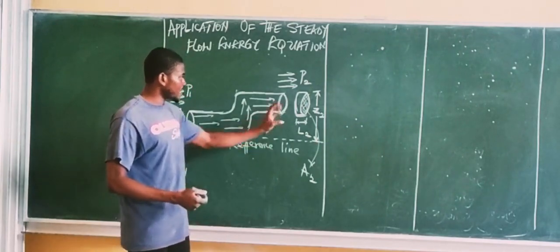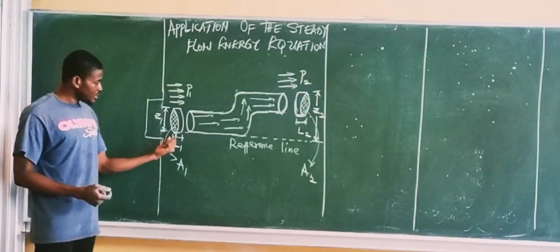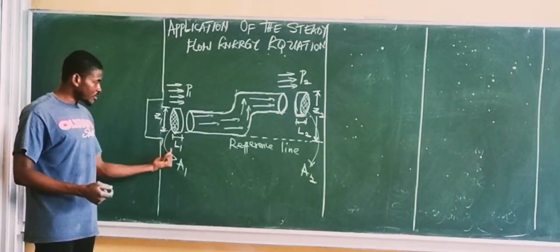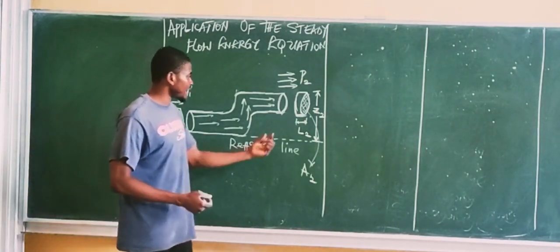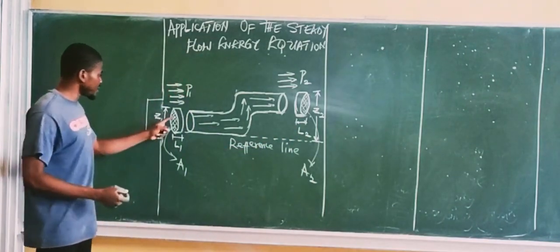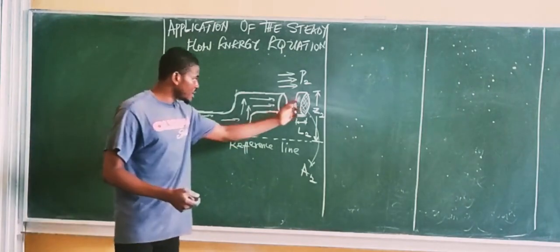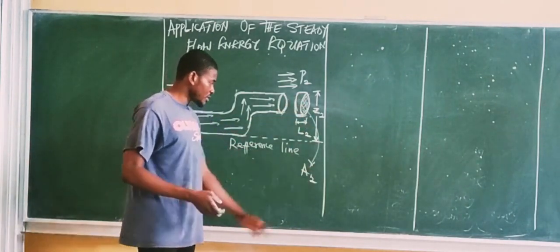Okay, let's consider an elemental portion. This is just like an elemental portion to measure the length. So let the length at the inlet be L1, and the length at the outlet be L2. Now, having this, let the area of this surface, the inlet area, be A1, and the area of this surface, the outlet area, be A2.